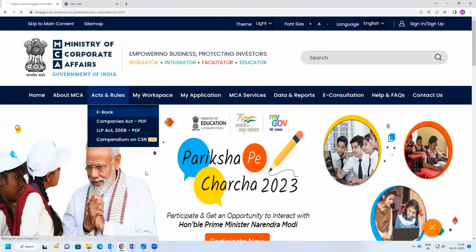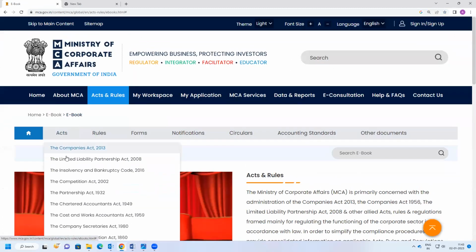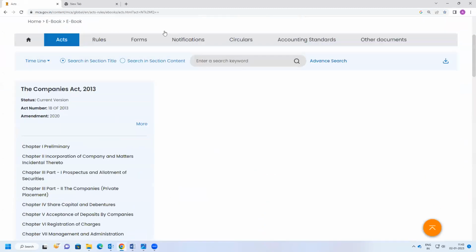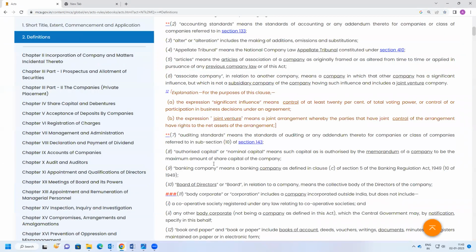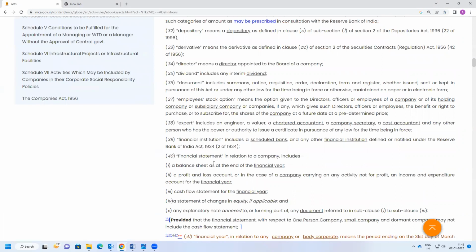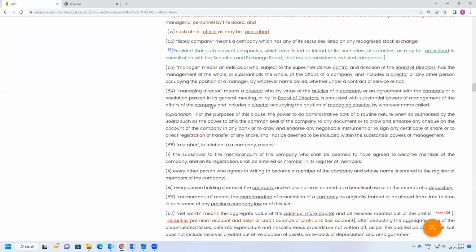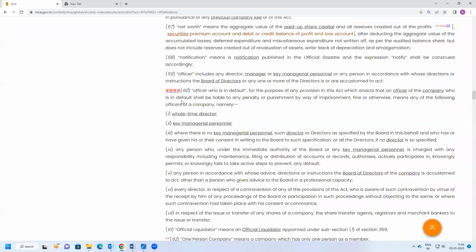Officer in default. Companies Act, preliminary, section 2. An officer in default, so section 2(60). For the purpose of any provision in this Act which enacts that any officer of the company who is in default shall be liable to a penalty or punishment of imprisonment or fine, or otherwise, means any of the following officers of the company, namely WTD, KMP, or where there is no KMP, such director or directors specified by the board in this behalf. ठीक है, इसकी पूरी definition दी है सर इधर.